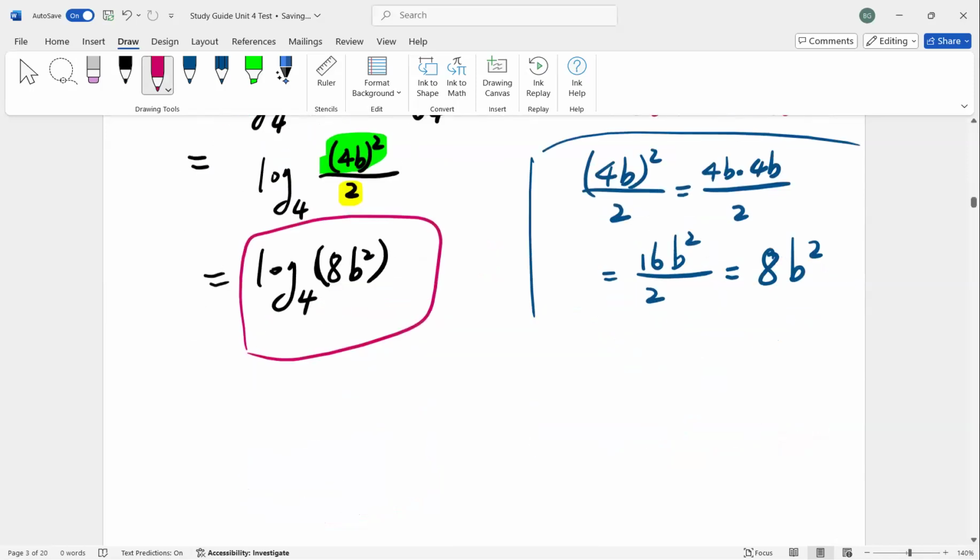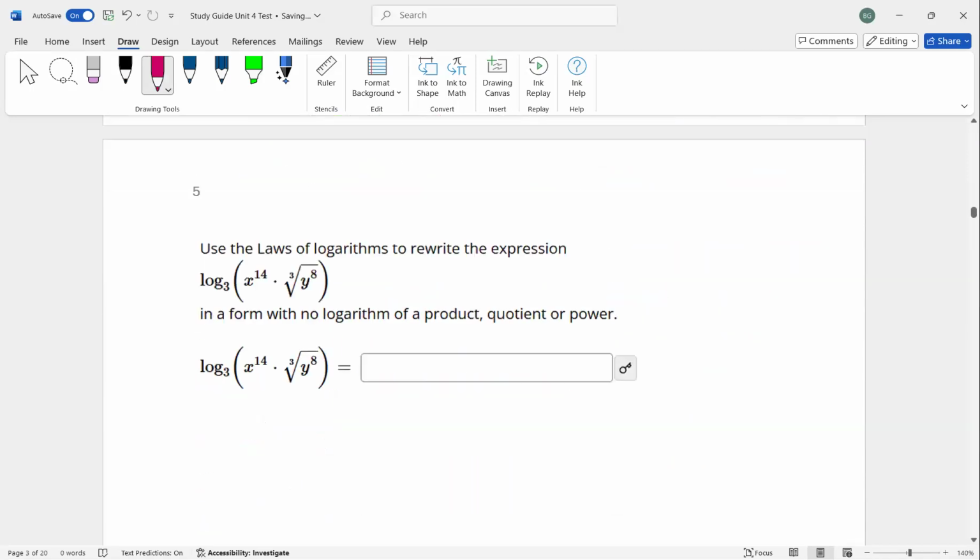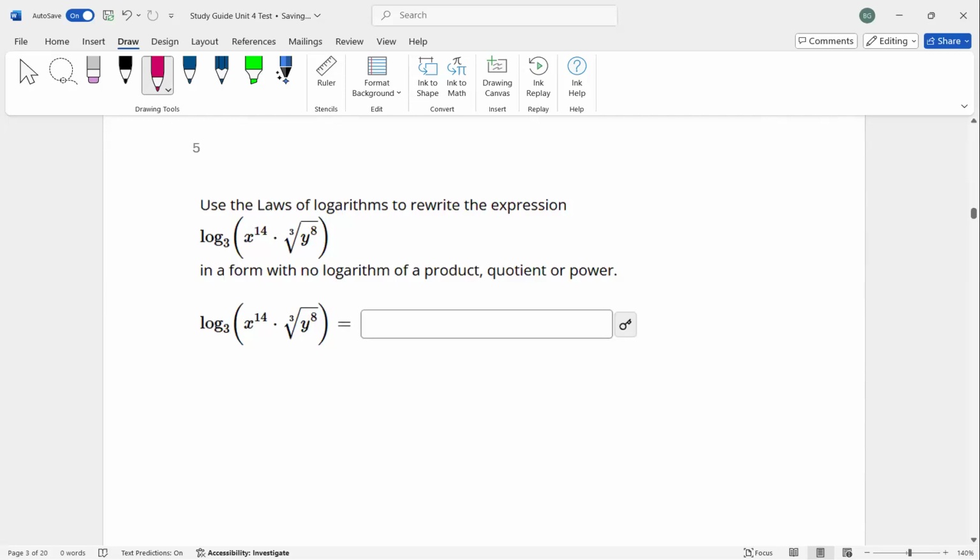We have 18 minutes. Number 5, use the laws of logarithms to rewrite the expression. Oh, this is expanding, in a form with no logarithm of a product, quotient, or power. So this is expanding.